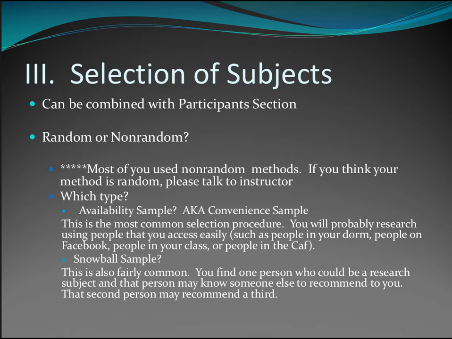The third thing that you're probably going to be dealing with is the selection of your subjects. How did you choose the people who are in your research project? Now, sometimes this is going to be combined with that previous section that I called the participant section, and instead of having 2 discrete sections, participants and selection of subjects, you'll just have these smushed together, and that's fine. One of the things that we're really going to want to know in this part is, did you have a random or a non-random selection of the people in your research project?